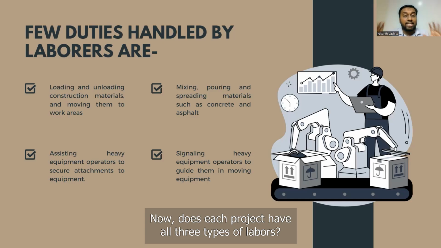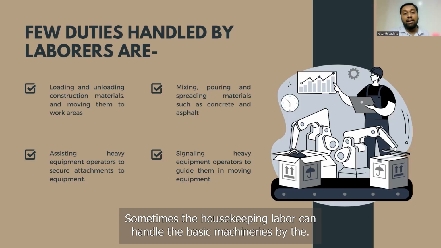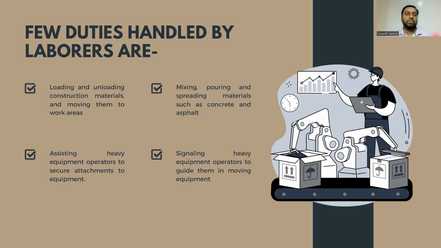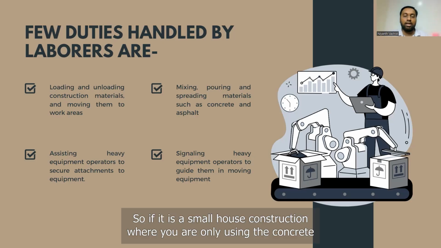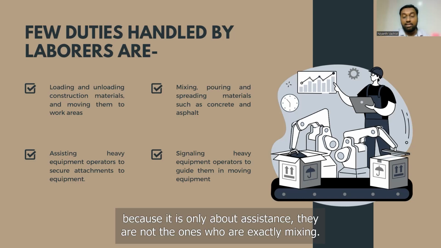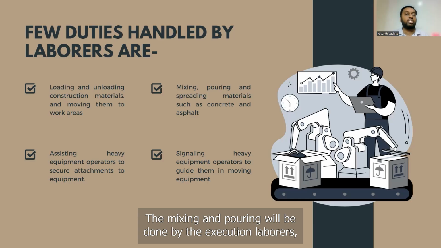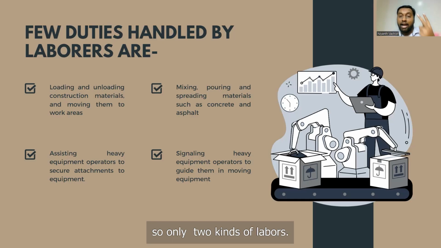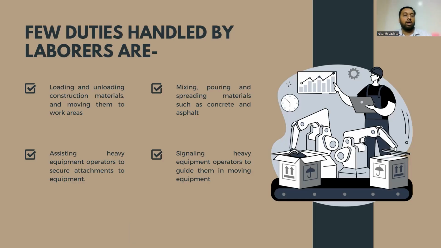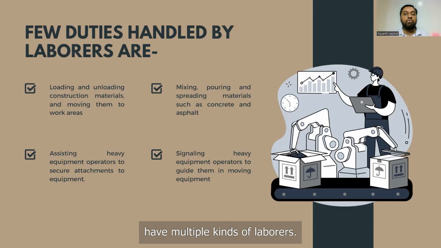Now, does each project have all three types of labors? Not really. Sometimes the housekeeping labor can handle the basic machineries by themselves. So if it is a small house construction where you are only using the concrete mixer, then housekeeping labor itself will be transferred to equipment labor also, because it is only about assistance. They are not the ones who are exactly mixing. The mixing and pouring will be done by the execution labors. So only with two kinds of labors you can go ahead with the project. However, if you are talking about a big project, then you will have multiple kinds of labors.